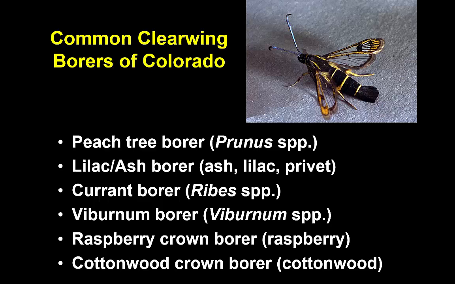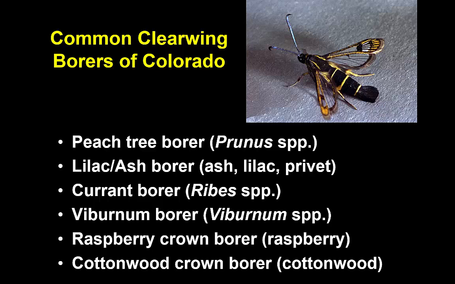There are lots of clearwing borers in Colorado. The clearwing borer moths are a group of wood borers or stem borers that show up in lots of different places, and I'll talk all about them a lot when we talk about trees and shrubs in the third section of this class. But peach tree borer is arguably the most aggressive and damaging of all of these.